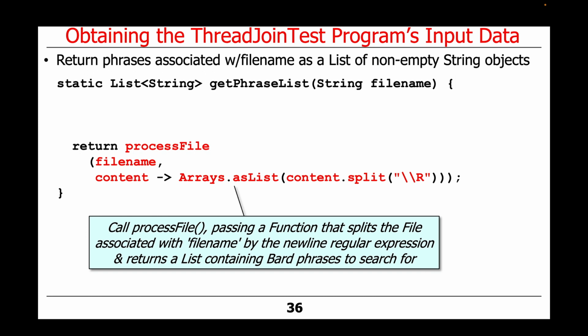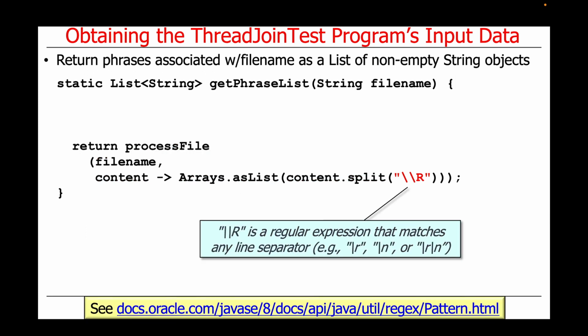When this method is called, the file name is passed, along with a function that splits the file associated with the file name by the new line regular expression and returns a list containing all the bard phrases to search for. The \\R string passed to split is a regular expression that matches any line separator on any platform.